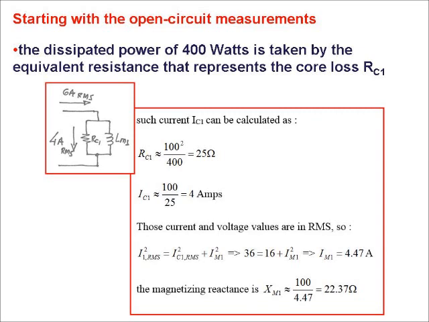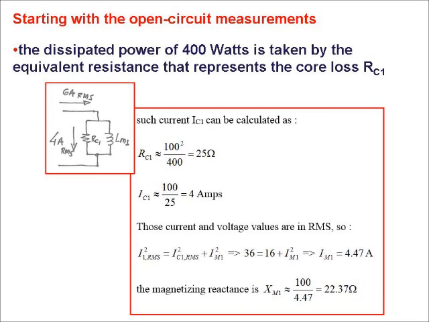So you see in the circuit that 6 amps are coming in. Through the core loss resistance we have 4 amps, and we have to calculate the current through the magnetizing inductance LM1. Because this is in RMS, they will have to be added in square. So I1 squared RMS is IC1 squared plus ILM1 squared. So we have 36 is 16 plus IM1 squared. So the magnetizing current is 4.47 because we know the voltage across is 100 volts. We divide by 4.47 and we have the value for the reactance there.